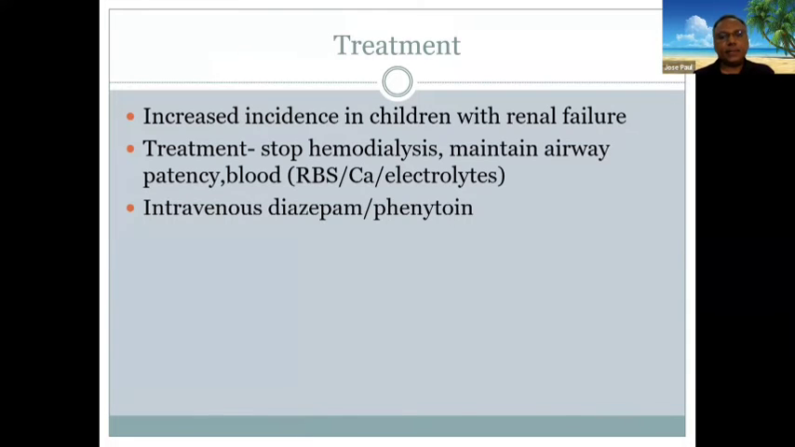And the treatment. There are some reports which have shown that there is an increased incidence of seizures in children with renal failure. You have to stop the hemodialysis, maintain the airway patency, and you have to send the blood for glucose and electrolytes. And you have to treat the patient by giving intravenous diazepam or phenytoin.